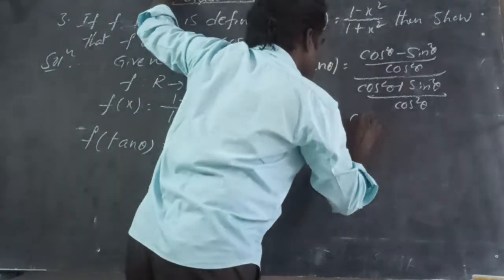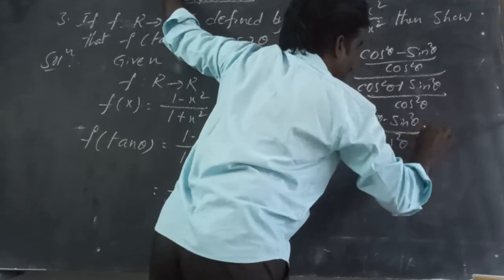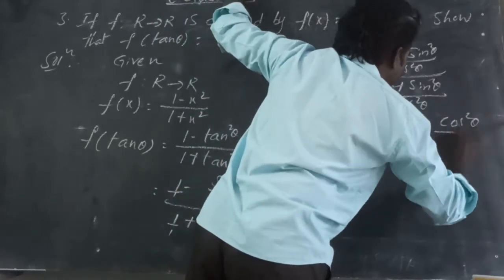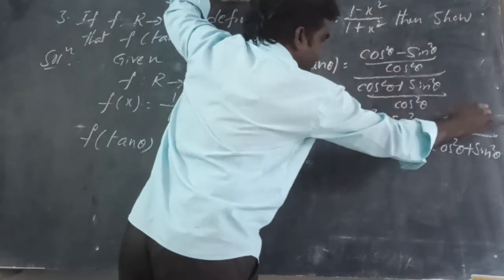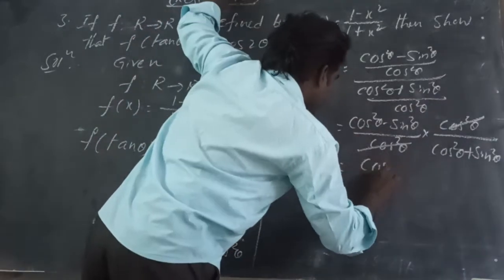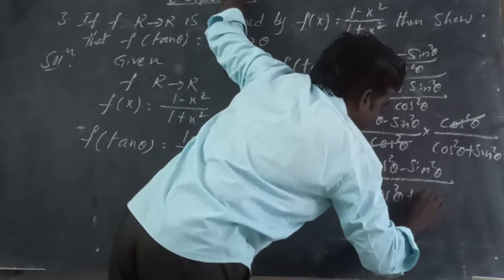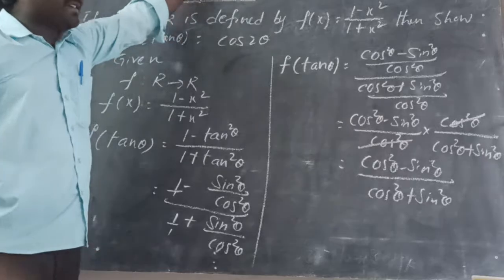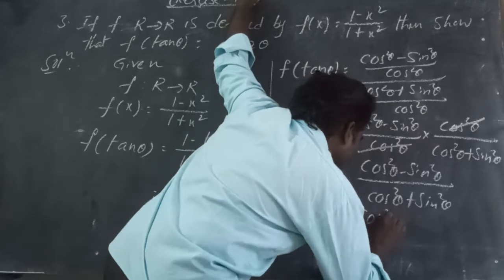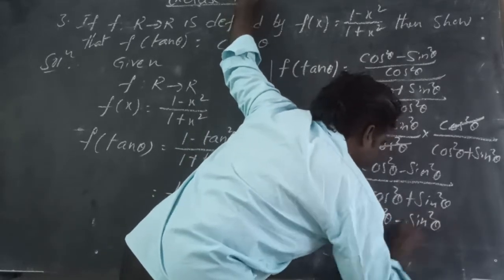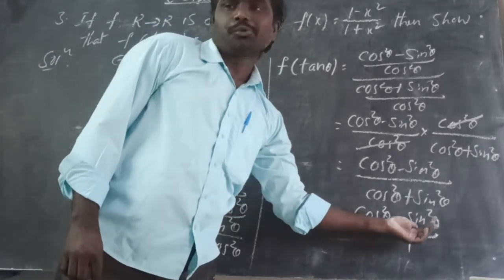So that is cos square theta minus sin square theta by cos square theta into cos square theta by cos square theta plus sin square theta. Cos square theta cancels. Then cos square theta minus sin square theta by cos square theta plus sin square theta. By using the trigonometric identity, sin square theta plus cos square theta, how much? 1. So that is cos square theta minus sin square theta by 1.